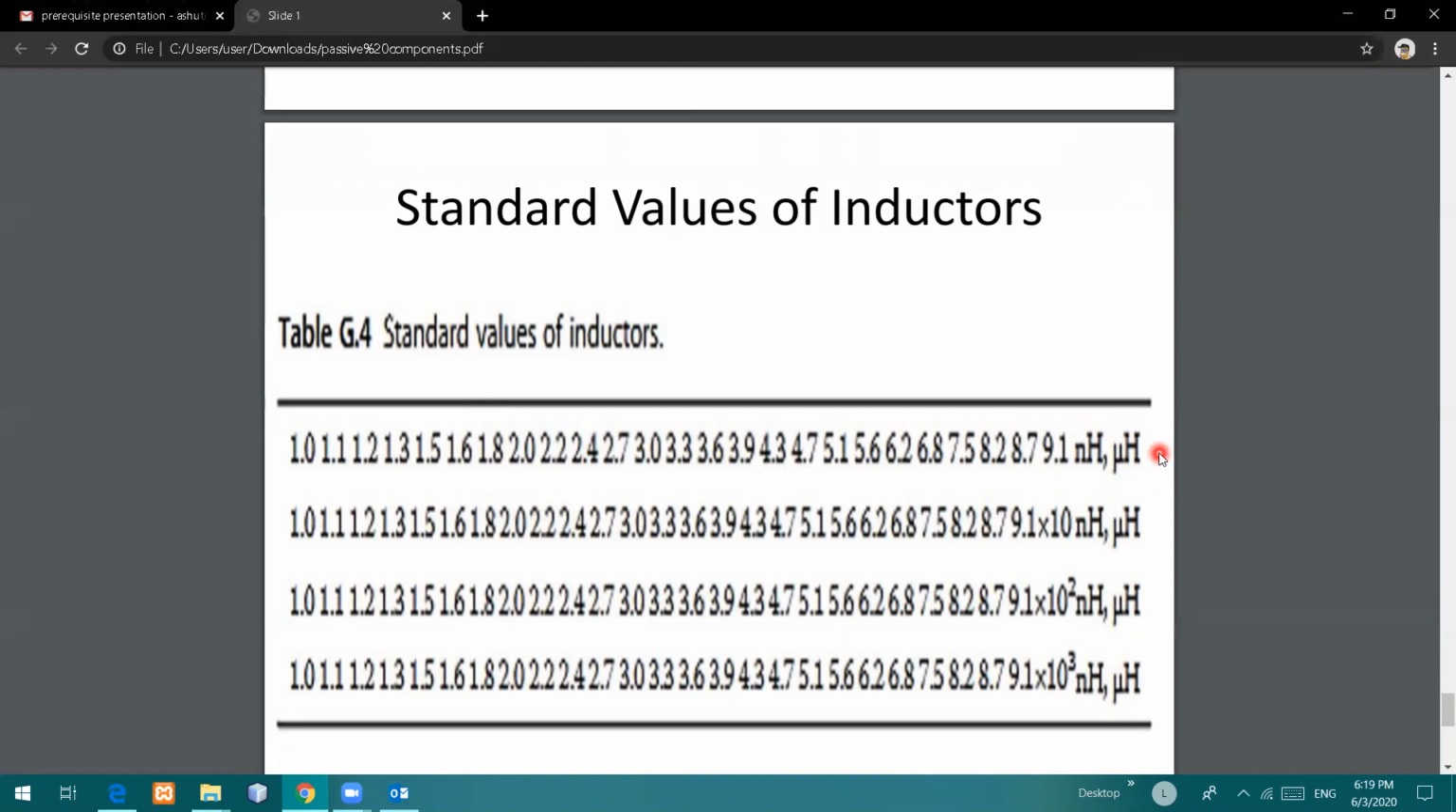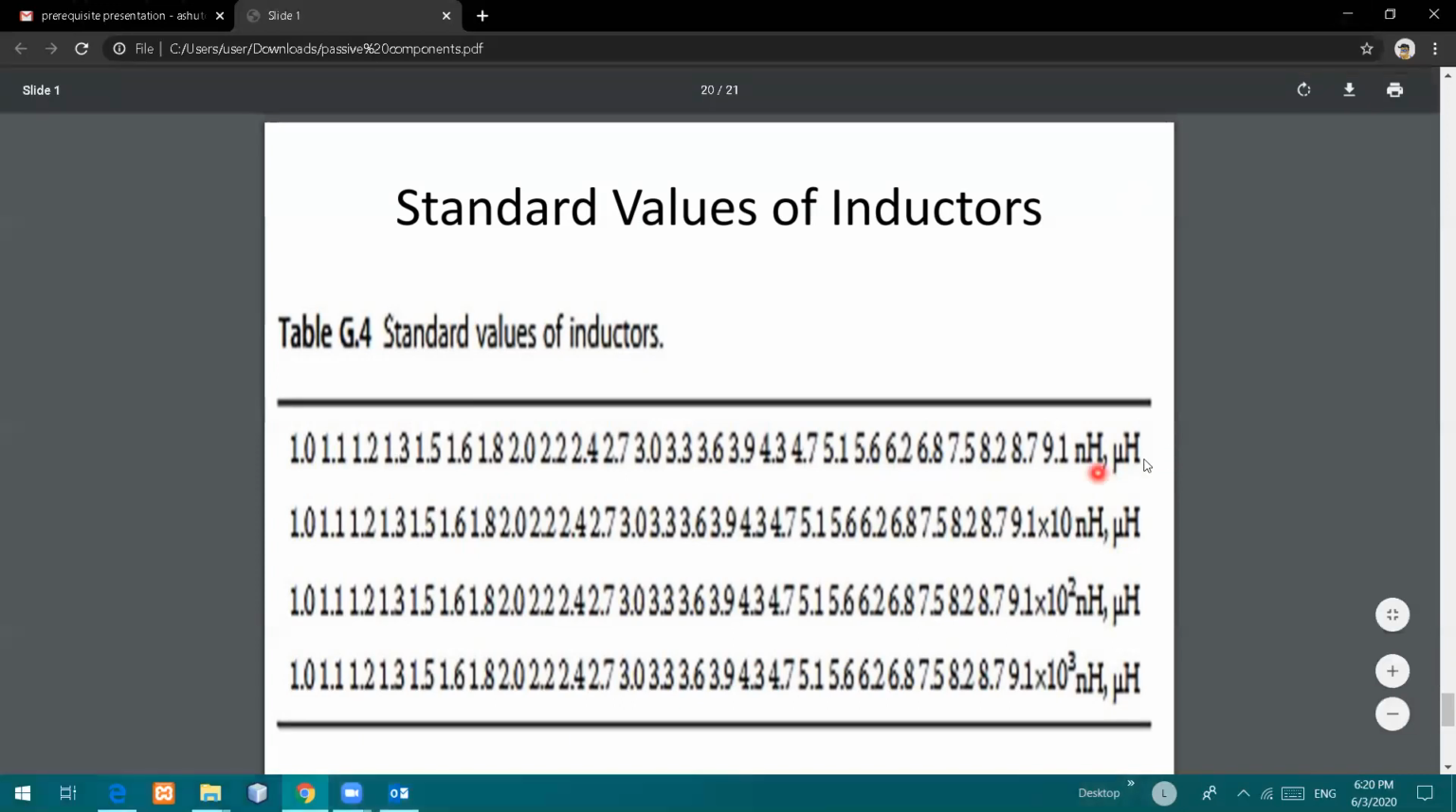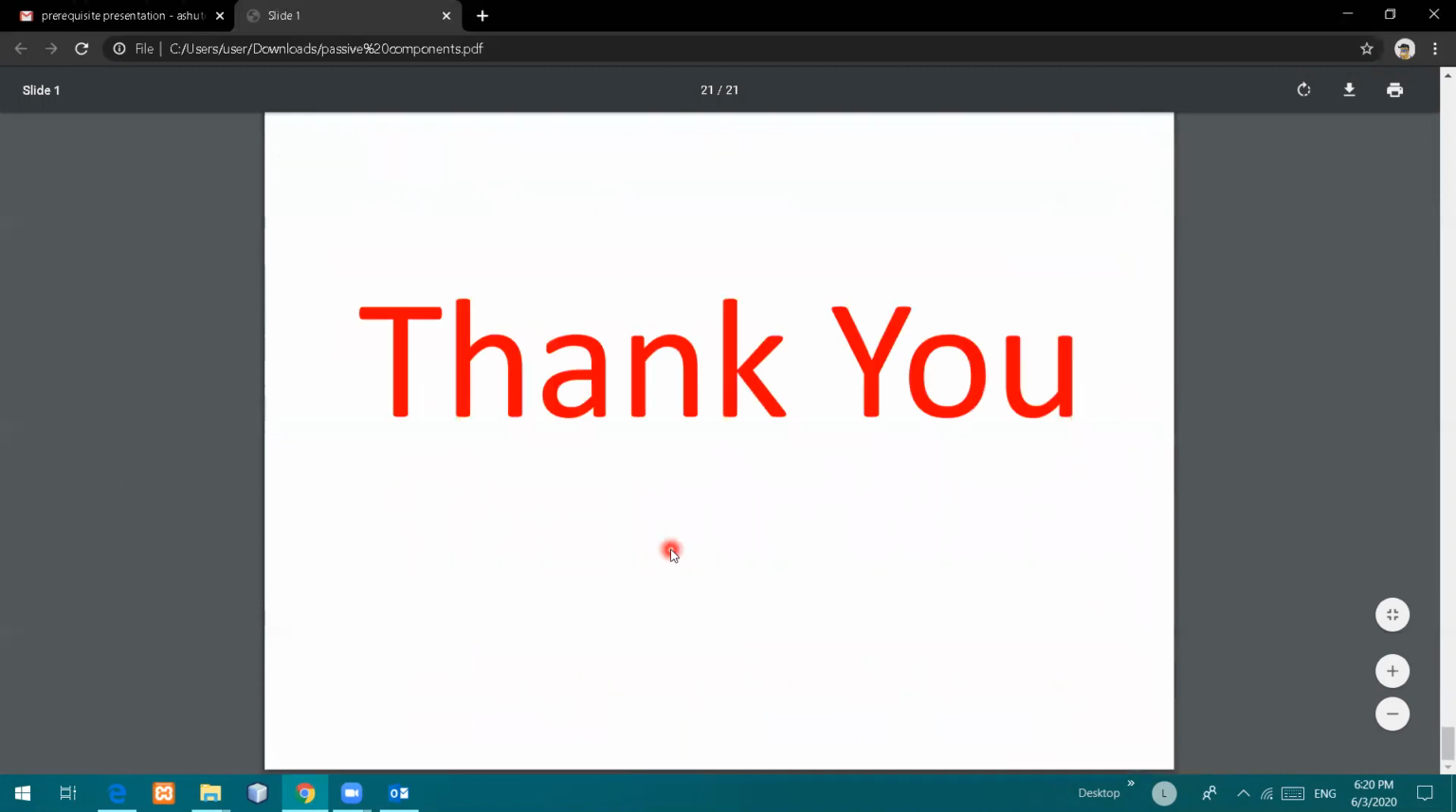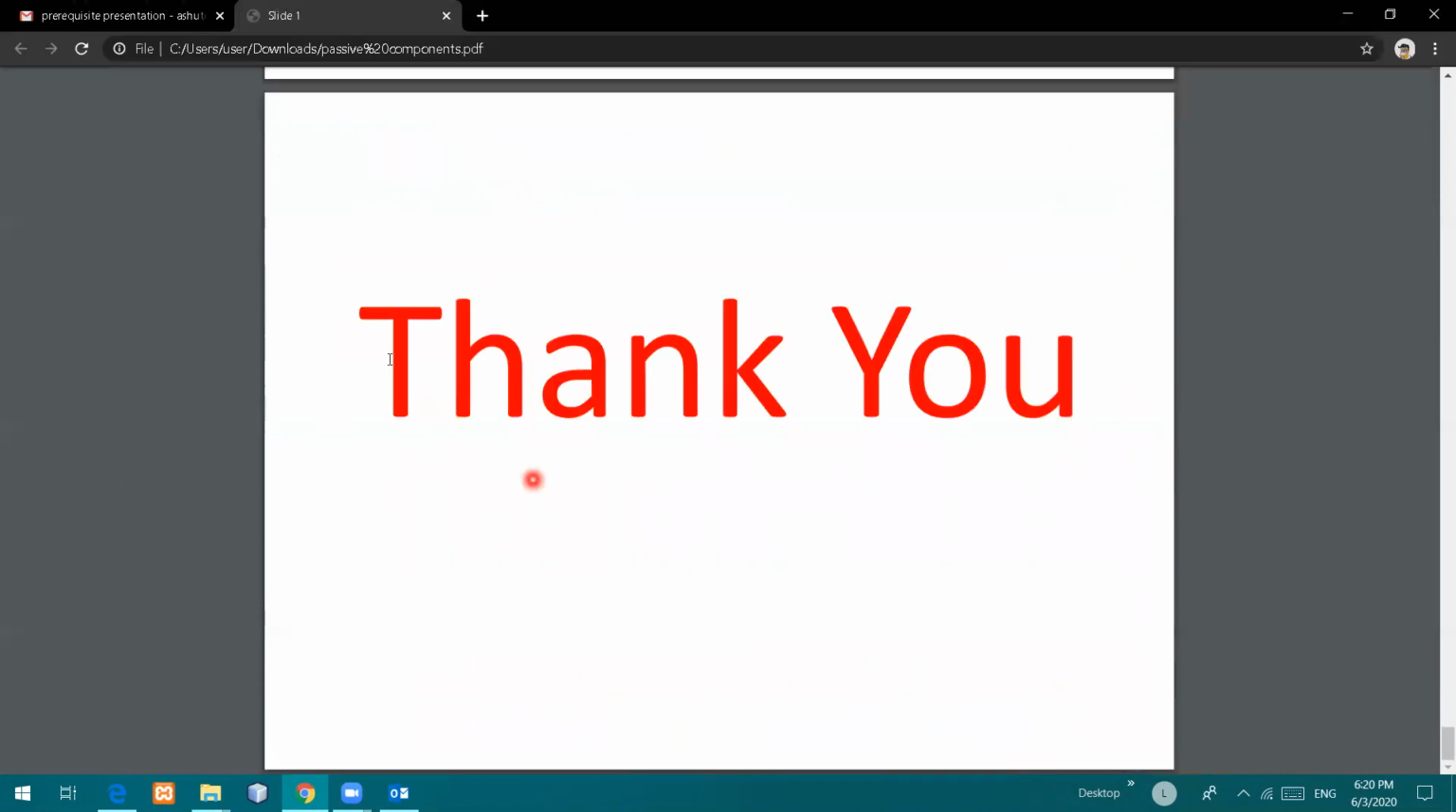Remember, similarly, capacitors are always available in nanofarad, picofarad, and microfarad. Picofarad means 10 raised to minus 12. Nanofarad means 10 raised to minus 9. Microfarad means 10 raised to minus 6. Millifarad means 10 raised to minus 3. No capacitor is available in farad. Similarly, no inductor is available in henry; only nanohenry, microhenry, or at the most millihenry. So these are the standard values of the inductors available in the market. I hope you understood this.